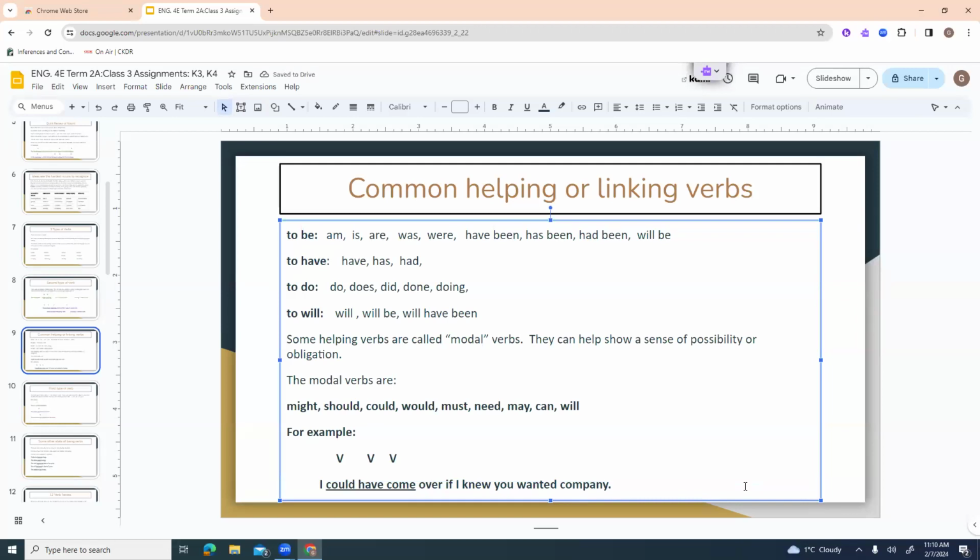If I knew you wanted company. Okay, there's a couple more verbs here. Knew is another action verb. So I'm going to underline it. Wanted. Wanted is another verb.